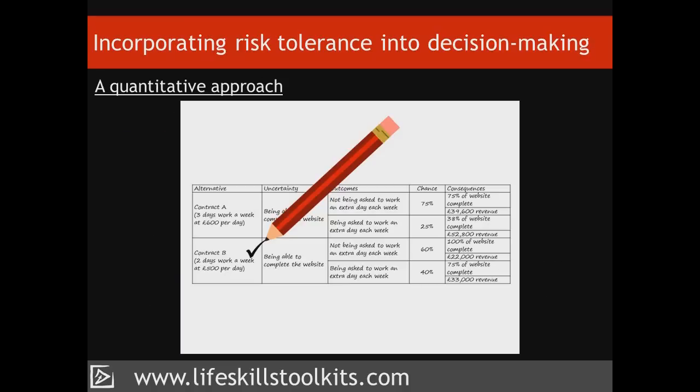Incorporating your risk tolerance into your decision making. A quantitative approach. There will be occasions when it's hard to reach a decision by doing a visual check of the consequences and their probabilities of occurring. These situations can be complex, making it difficult to adopt the kind of qualitative approach that John took when reaching his decision. Here's John's situation again, but this time with an additional level of complexity.